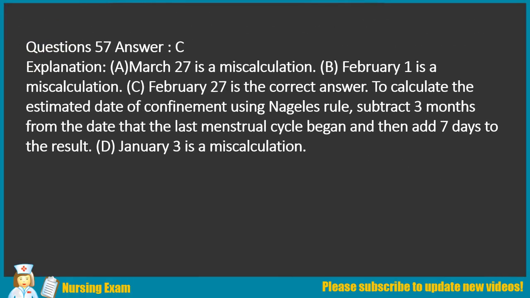Question 57 answer, C. Explanation. A. March 27th is a miscalculation. B. February 1st is a miscalculation. C. February 27th is the correct answer. To calculate the estimated date of confinement using Naegele's rule, subtract 3 months from the date that the last menstrual cycle began and then add 7 days to the result. D. January 3rd is a miscalculation.